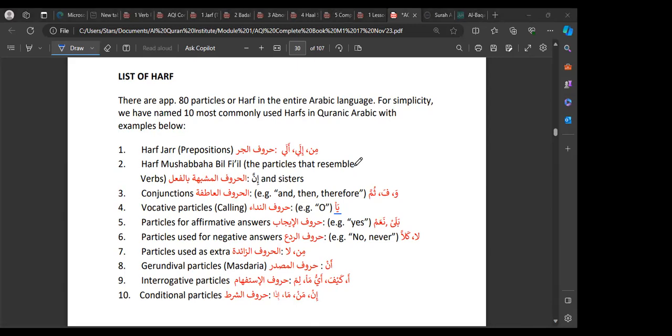Number 5, what is the meaning of bala? Bala means yes. Number 6, kalla means no. Kalla, very common. The title, harf ar-rida? Rida, yeah, okay. And there you have it.